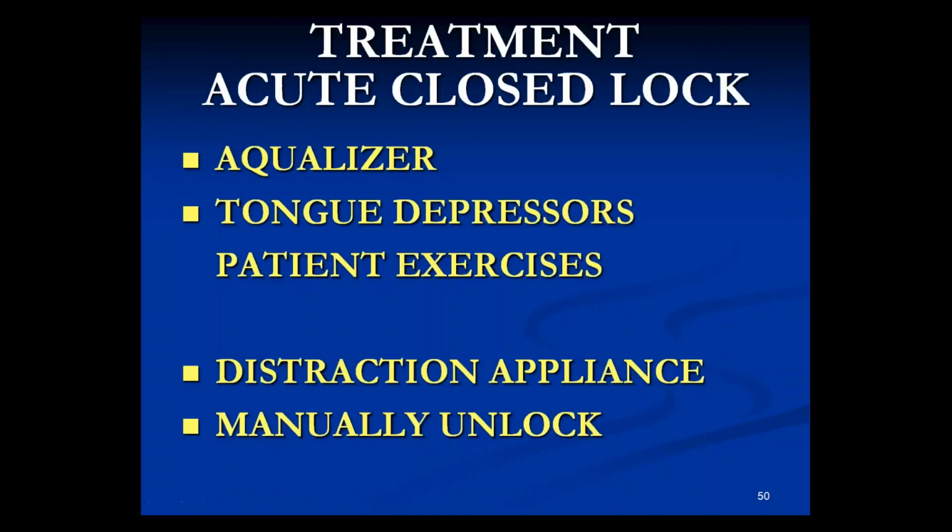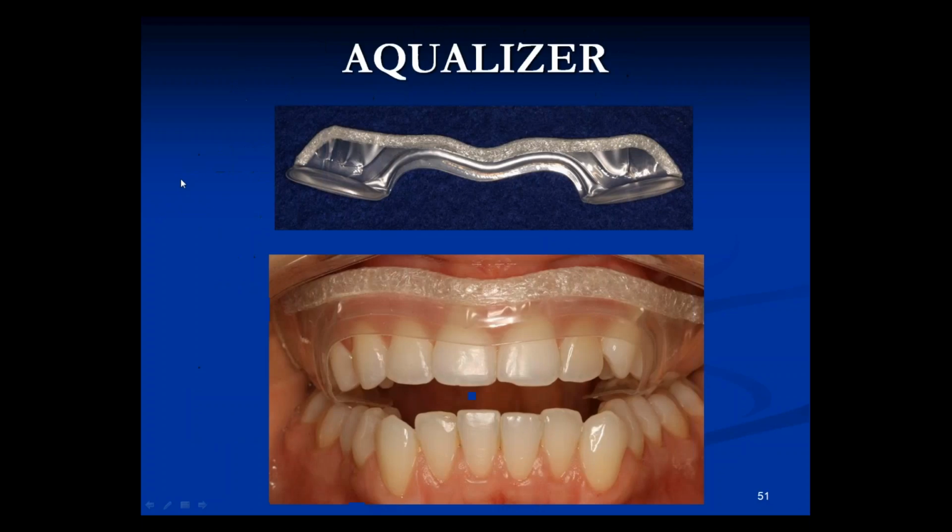So what do you do with an acute closed lock? I'm going to show you an equalizer because somebody asked that question 2 weeks ago, and tongue depressors to unlock patients. Those are two things that all of you can do. I have two other methods to unlock. If those don't work, I use a distraction appliance, which an orthodontist showed me many years ago, and I manually unlock them. But don't worry about those two. I'm going to show you these two, which are easy.